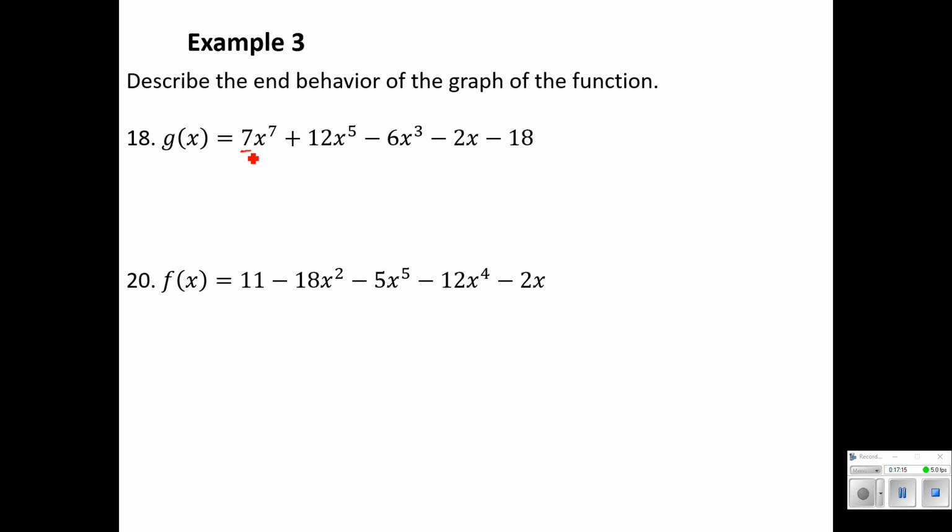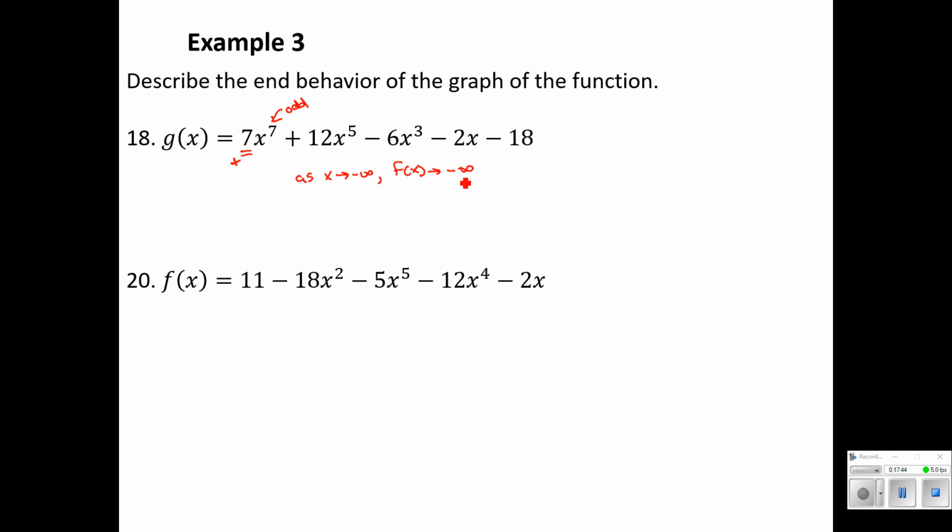So here I notice I've got a positive leading coefficient and an odd power. So positive and odd. That means that my graph is going to rise to the right and fall to the left. It's going to act like positive x to the first. Okay, our basic odd function. So how do we write that? Well, as my x goes to the left, that's towards negative infinity, the function is falling.